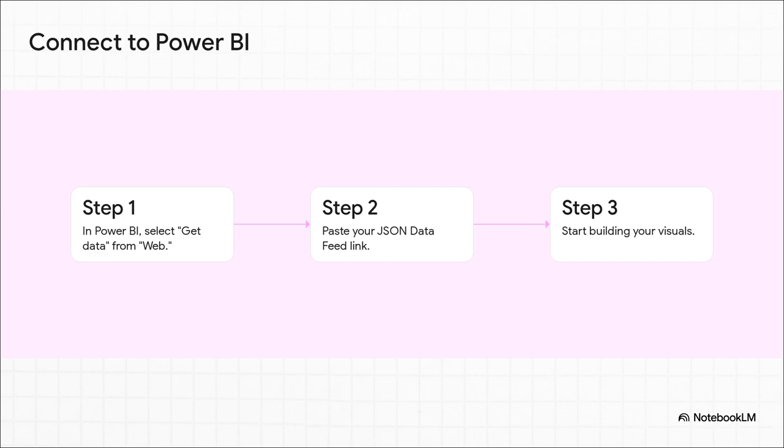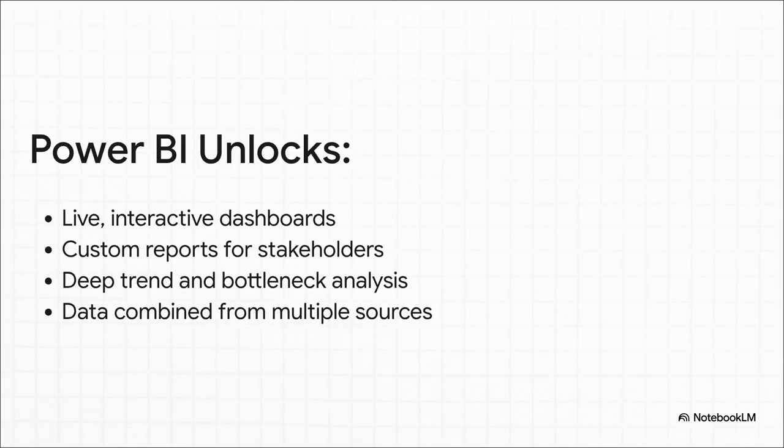In Power BI, you just click Get Data from Web, paste in that link you just copied from Jira, and that's it. Your live Jira data is now flowing right into Power BI, ready for you to build some amazing visuals. And this is where things get really powerful. Now you can build live dashboards showing your team's real-time performance. You can finally prove that the code review step is your biggest bottleneck. You can even mesh up this Jira data with, say, your financial data to see the actual cost of those delays. The possibilities are huge.